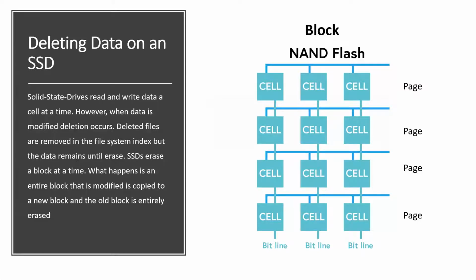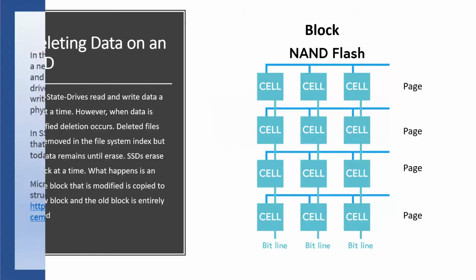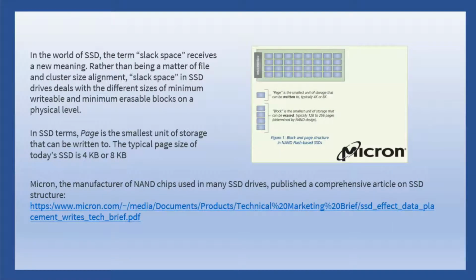However, when data is modified, deletion occurs. Deleted files are removed in the file system index, but the data remains until erased. Solid-state drives erase a block at a time. What happens is an entire block that is modified is copied to a new block, and the old block is entirely erased. In the world of solid-state drives, the term slack space receives a new meaning.